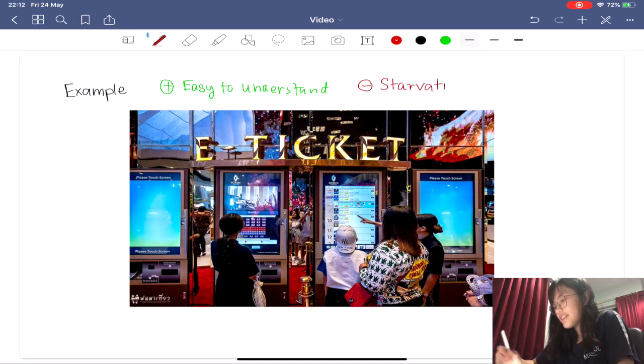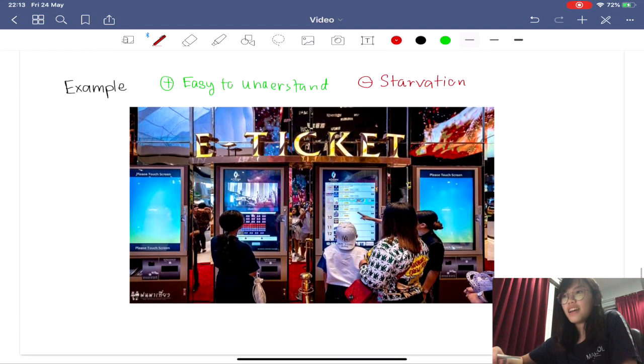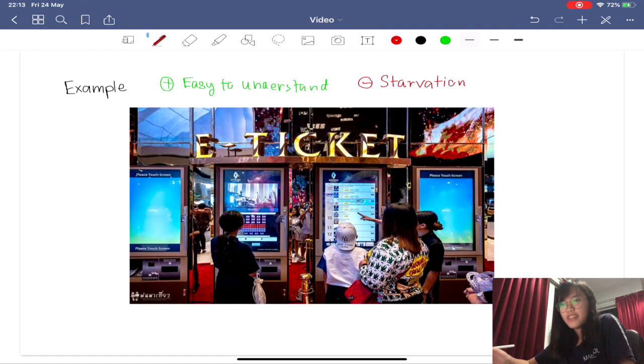And you can see an example of first come first serve in real life, which is buying a ticket in front of the counter. The first person can buy the ticket first, and then the second person arrives. So it will be in order to get execution. So that's for the first come first serve algorithm.